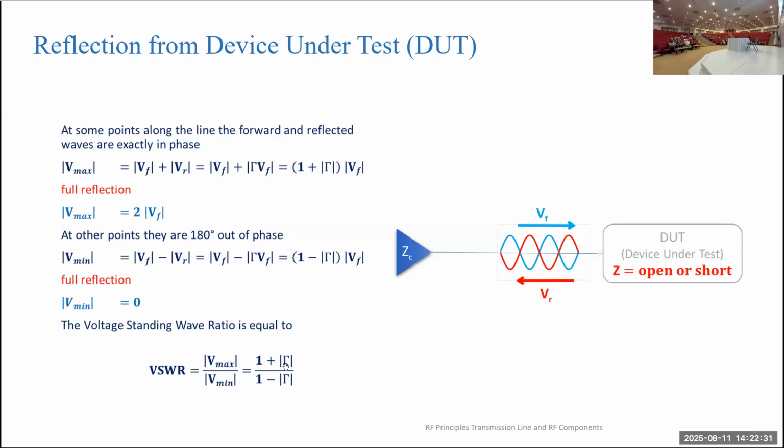So voltage standing wave ratio is defined by Vmax divided by V minimum, where Vmax and V minimum are defined. And if you talk about reflection coefficient, then these are defined by this formula.